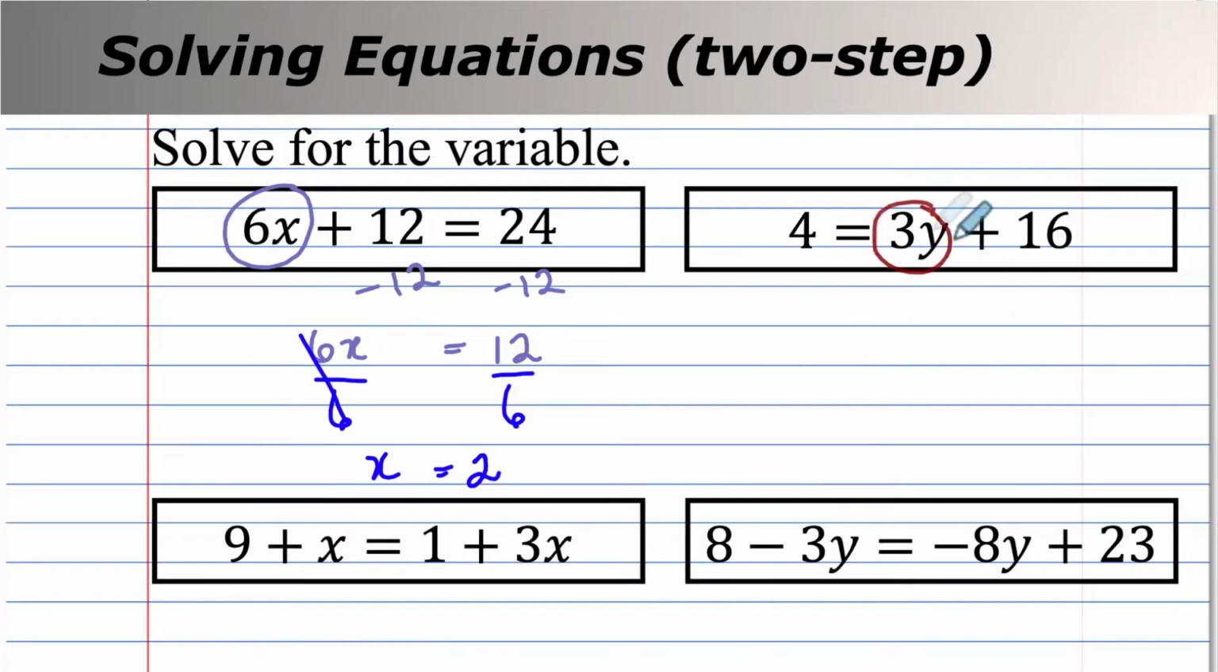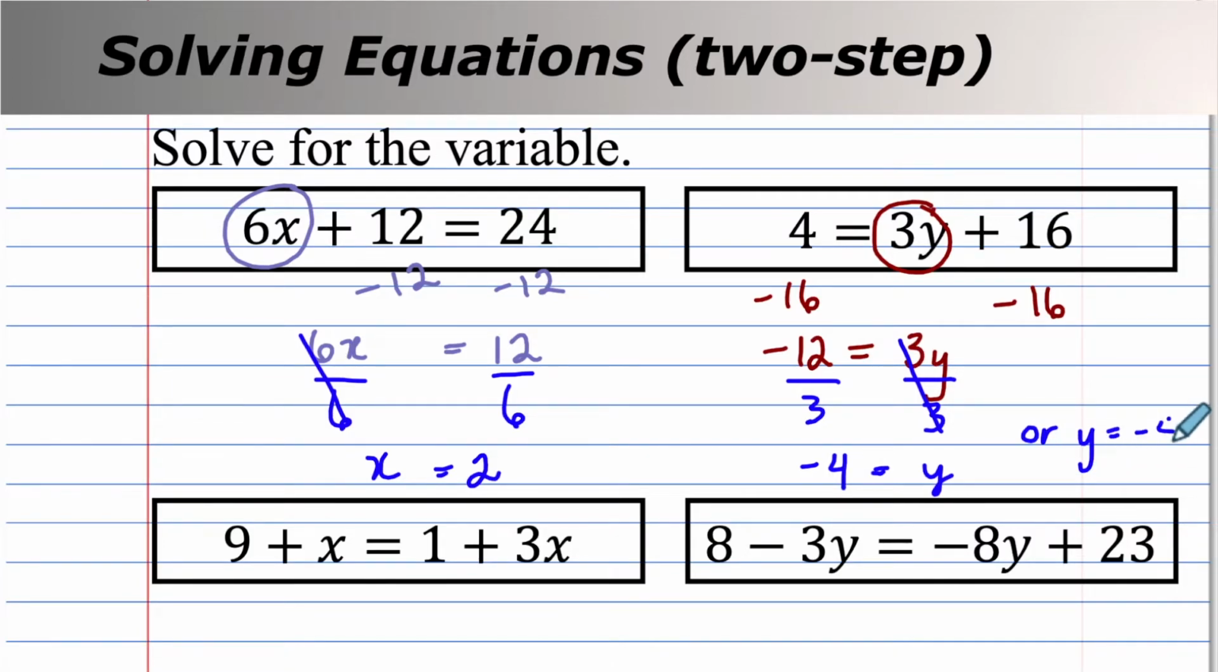Next one. Circle the 3y and go for the 0 pair. Subtract 16, 3y on the right side, and negative 12 on the left. Divide by 3, because 3 divided by 3 is 1. Y is equal to negative 4, or written as y is equal to negative 4.